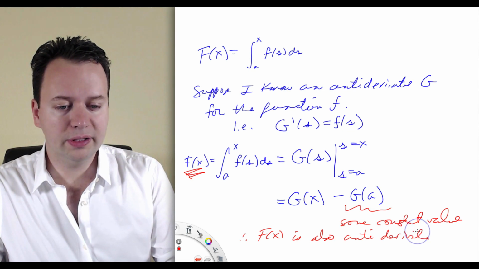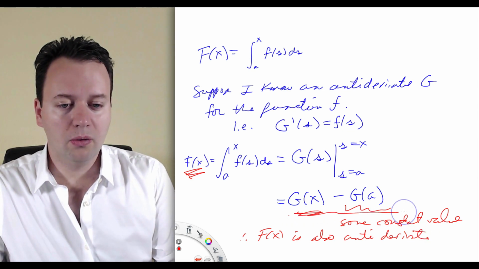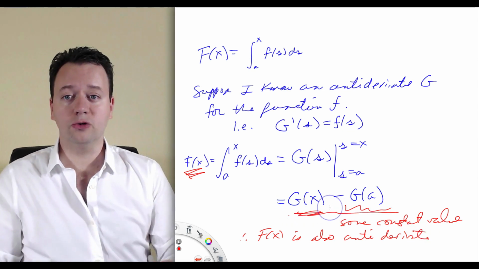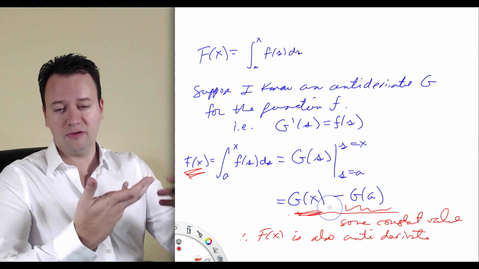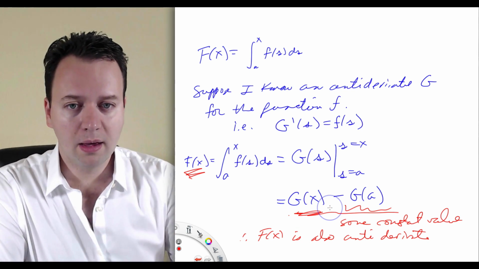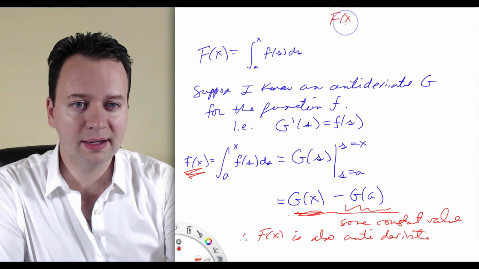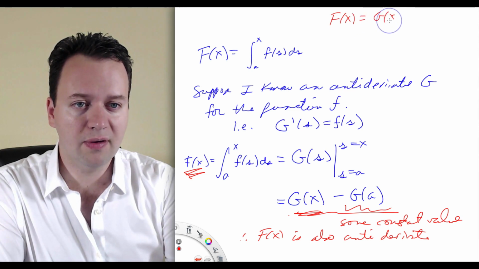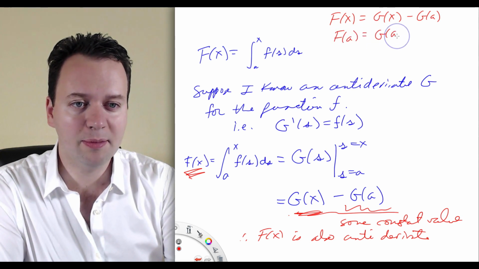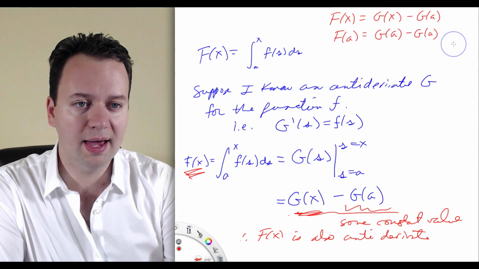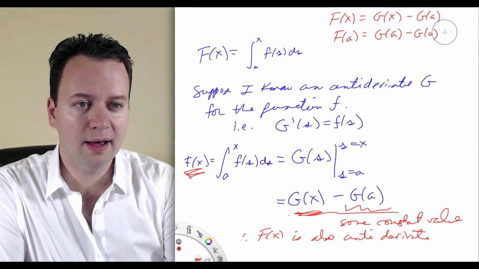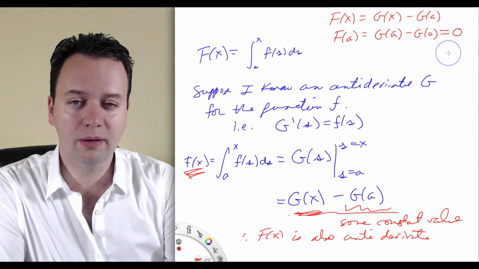In fact, using this formula, which describes capital F in terms of this fictitious antiderivative that I'm assuming that we can capture, we have capital F of x equals capital G of x minus capital G of a. If I evaluate this at x equal to a, I just get capital G of a minus capital G of a, which is equal to 0.